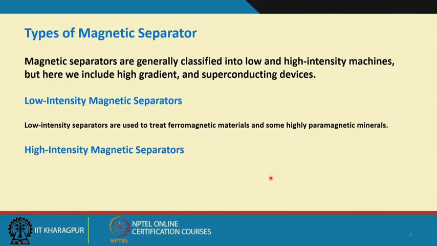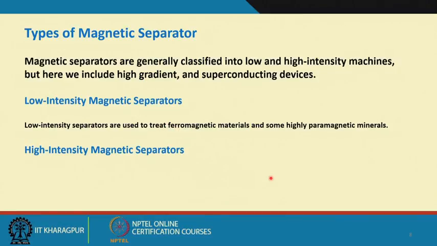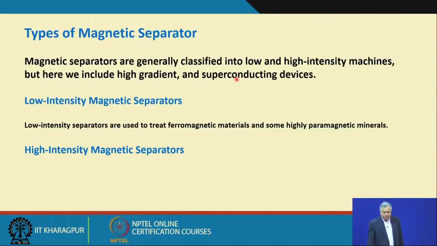So, there are broadly two types of magnetic separators. One is the low intensity magnetic separator, another one is the high intensity magnetic separator. Magnetic separators are generally classified into low and high intensity machines, but here we include high gradient and superconducting devices.